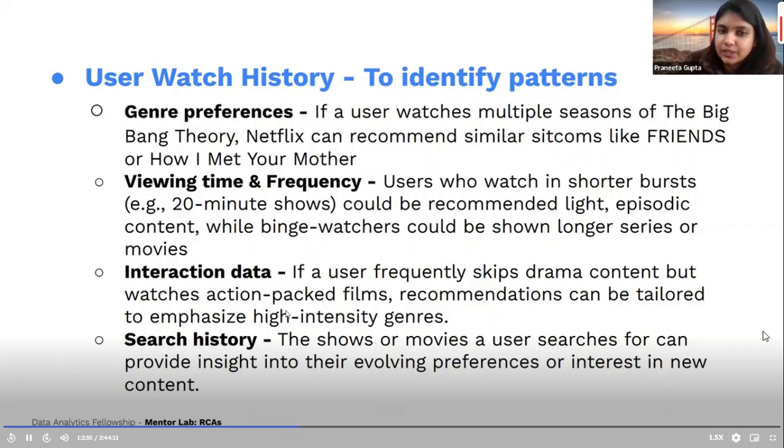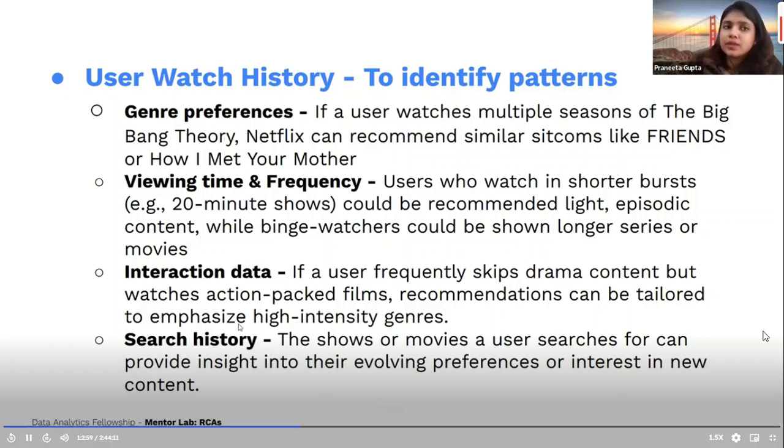Then we talk about interaction data. Interaction basically means that you recommended something new to them, and they just skipped it or ignored it. They did not click on it. So here, the metric would be the click-through rate on whatever is shown to them. So interaction data becomes important.